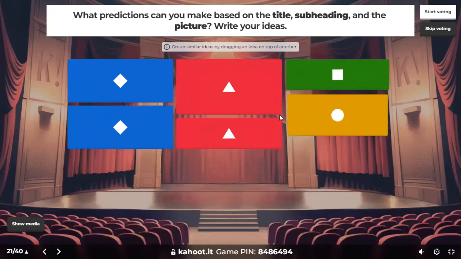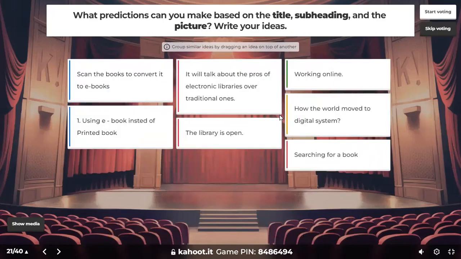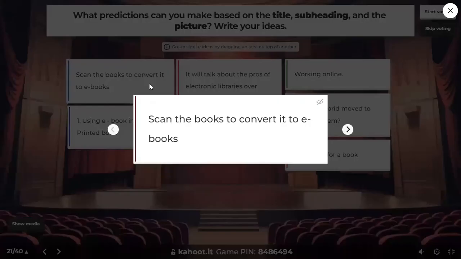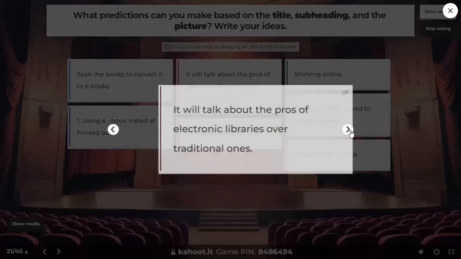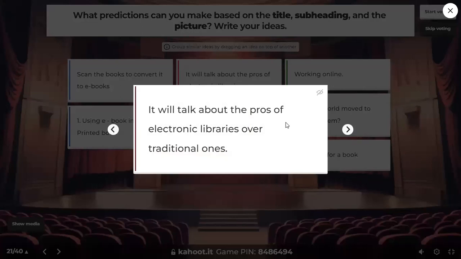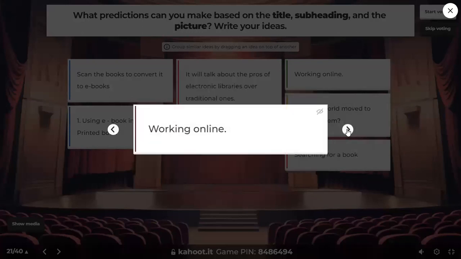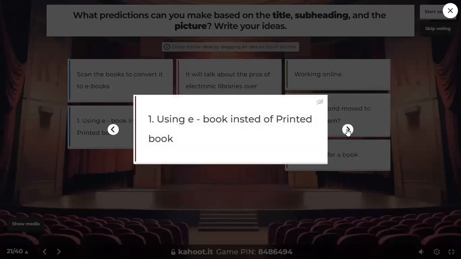Okay, we have some ideas here. Scan the books to convert them to ebooks, this is a good one. Number 2, it will talk about the pros of electronic libraries over traditional ones. This is excellent. Working online. What is the relationship between working online and books? Reading online, maybe. Yes, reading online is fine.